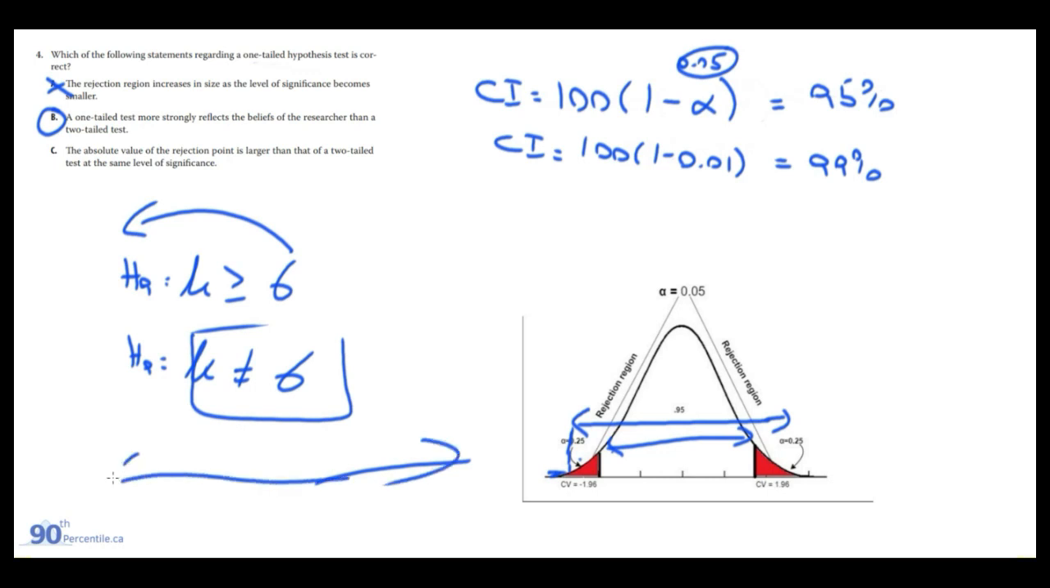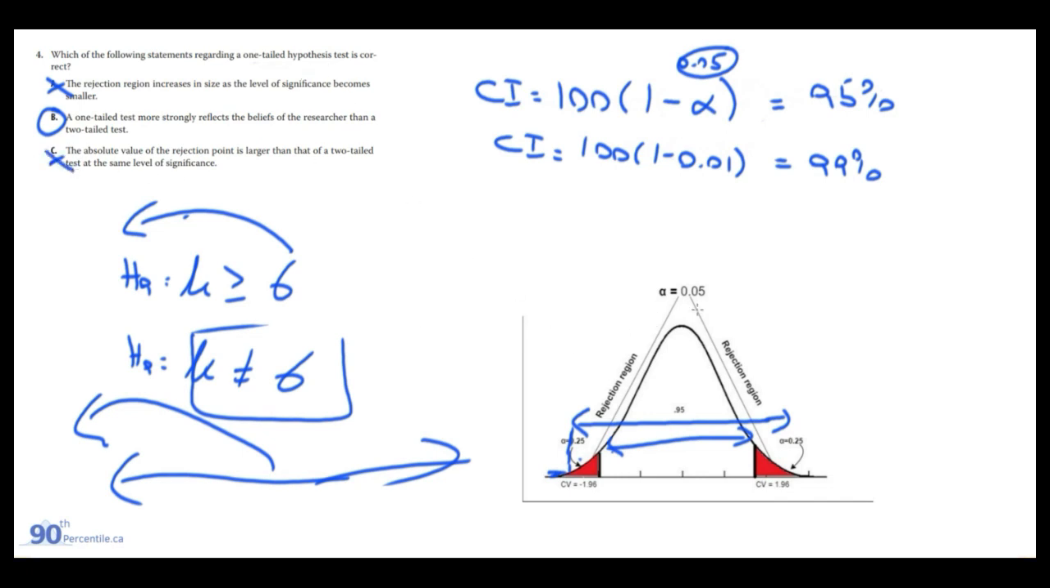It could be on either side. So the researcher is just ignoring this side with the one-tailed test, which means that the researcher is more confident in what the results of the test will be. C, we can look at it anyway. The absolute value of the rejection point is larger than that of a two-tailed test at the same level of significance. So this is incorrect.